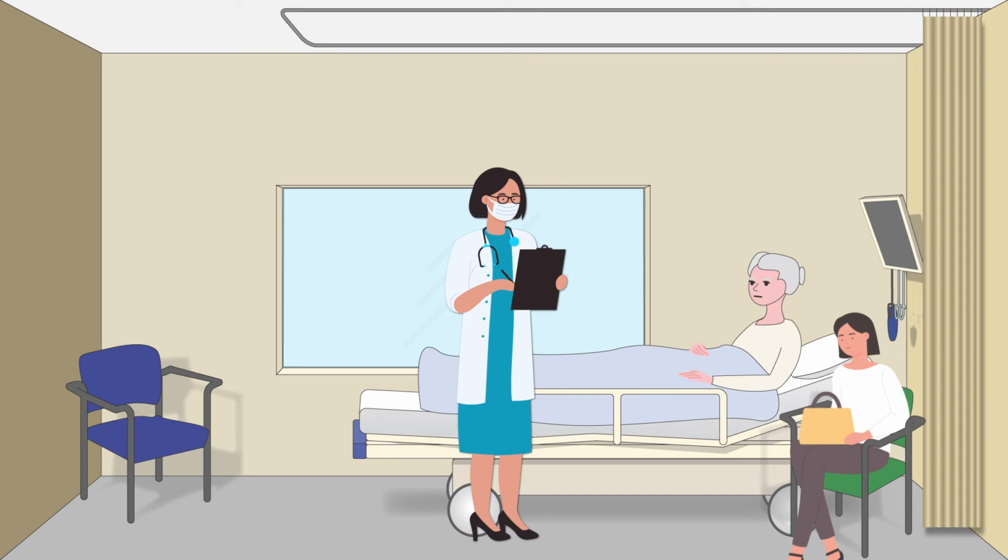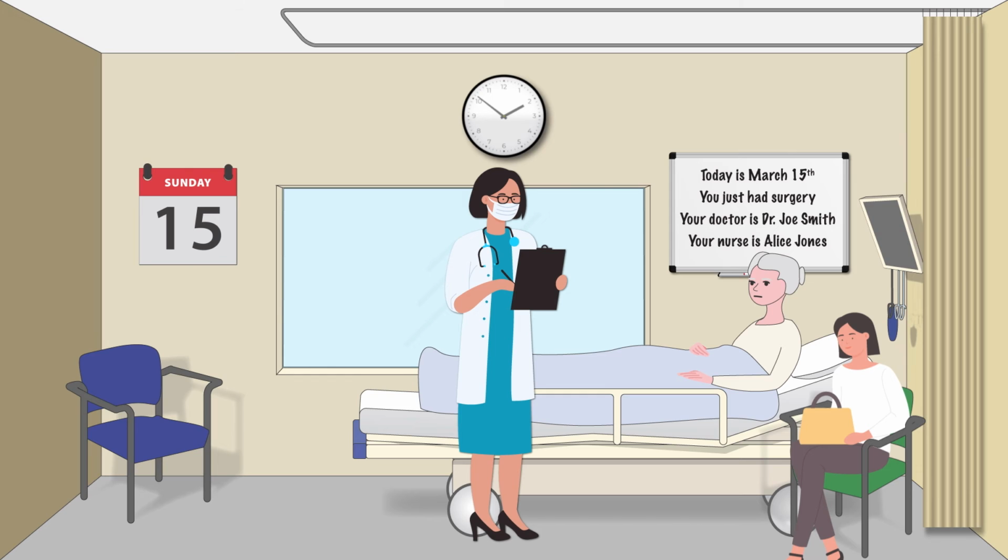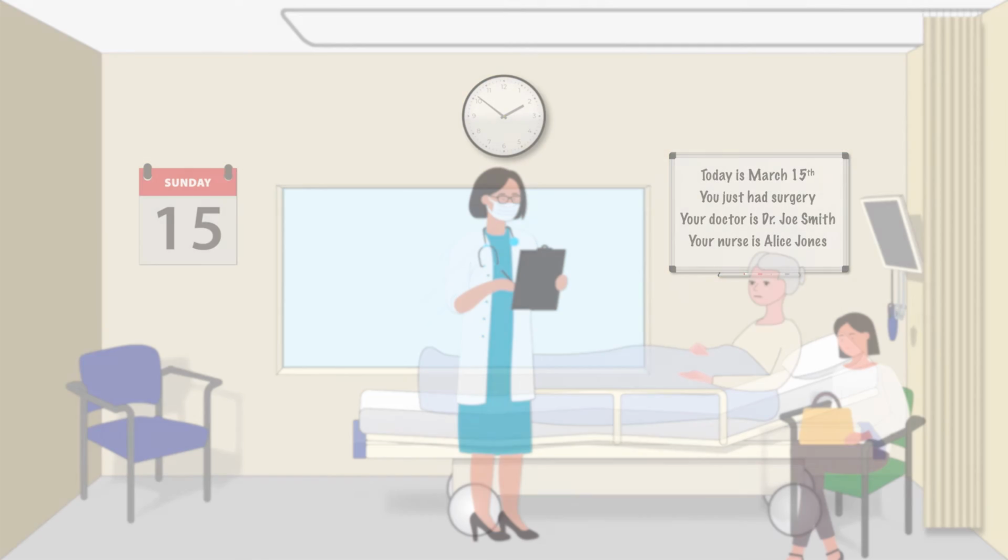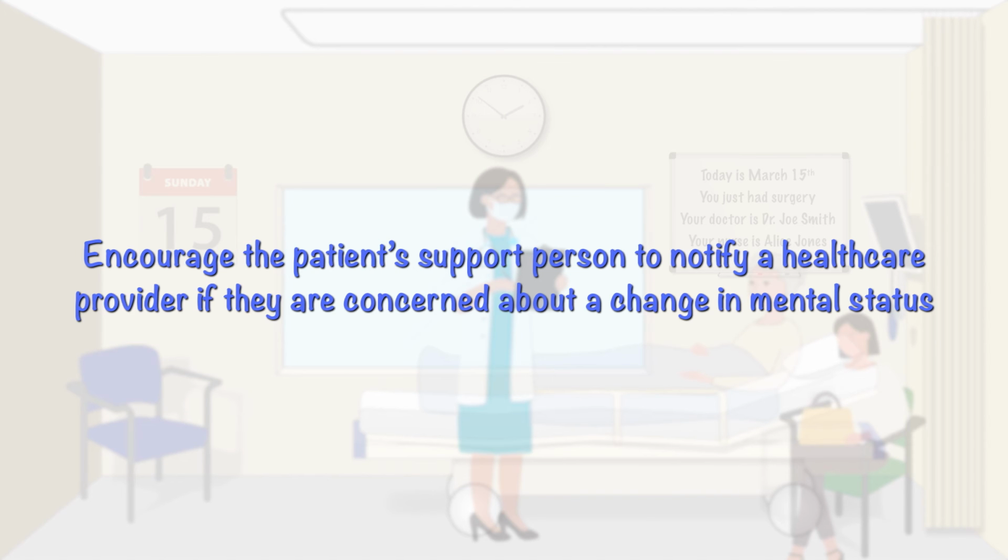Ensure early discussion and ongoing involvement with the patient support person to support the patient and address concerns and questions. To support reorientation to time and place, ensure sensory aids like hearing aids or eyeglasses are returned to the patient and use visual cues in the environment. Encourage the patient support person to notify a healthcare provider if they are concerned about a change in mental status.